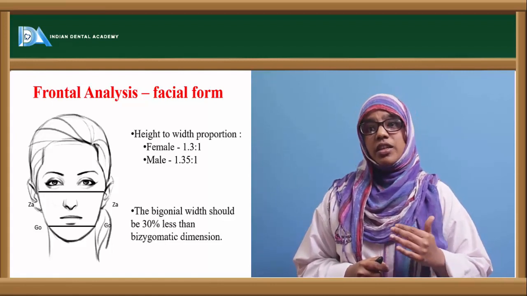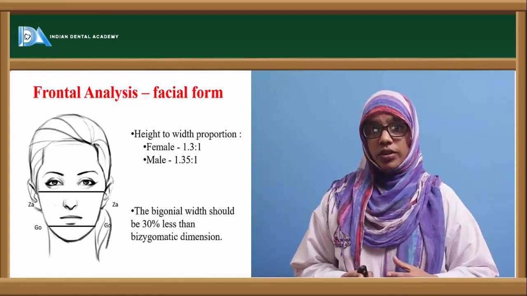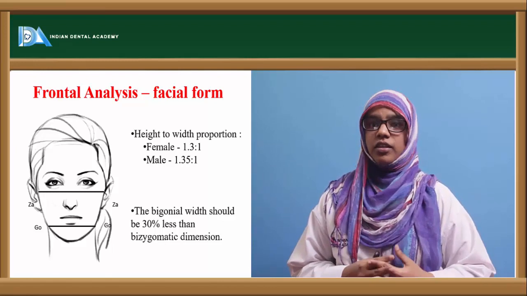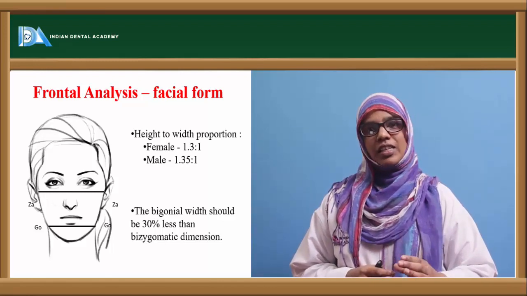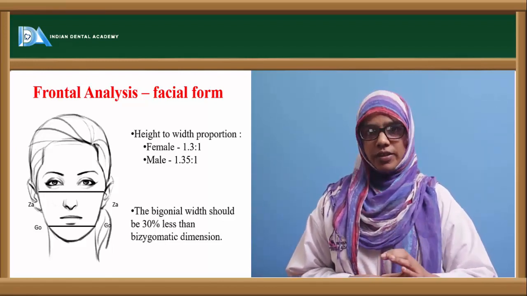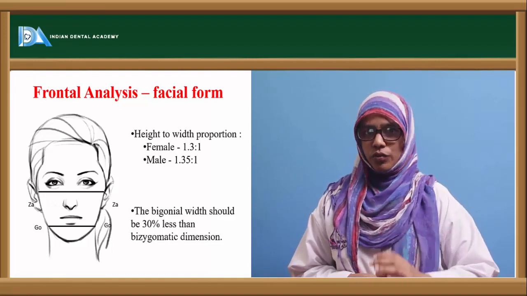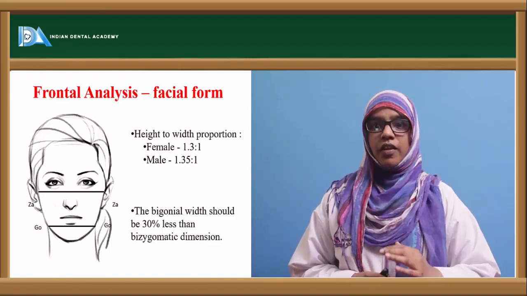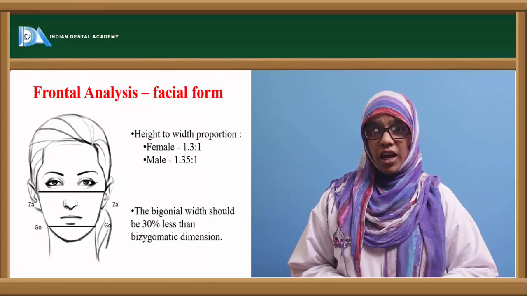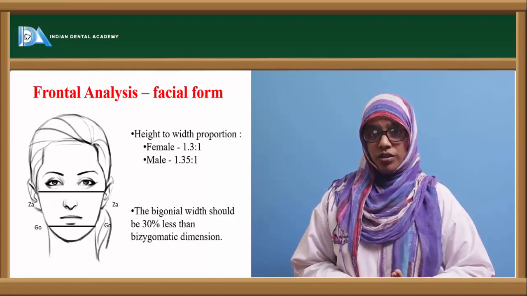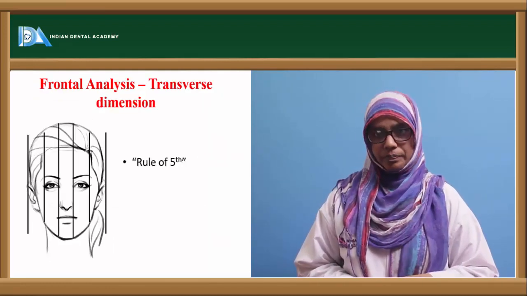Now, what happens if the bigonial width is more than 30% of the bizygomatic width? In that case, you will have a short and square face, wherein there is class 2 division 2 malocclusion, you can say. It could also be because of masseter hypertrophy. The chin is retruded because of the short and square face.